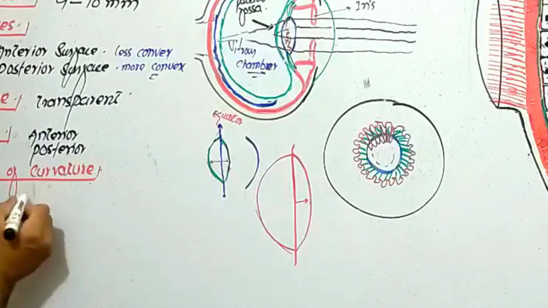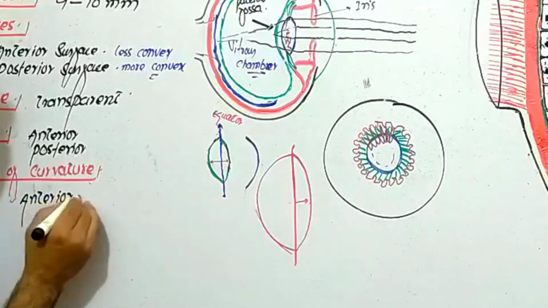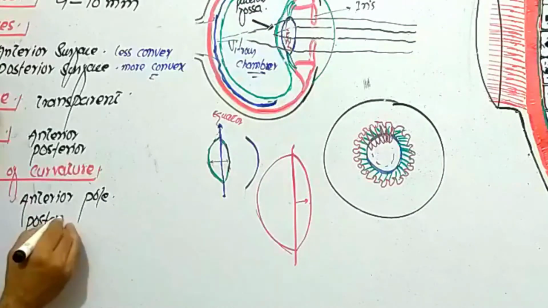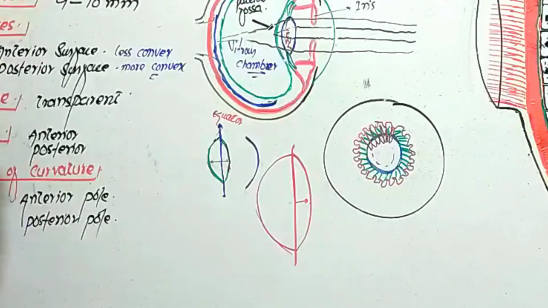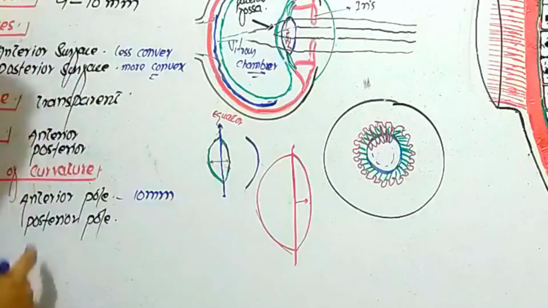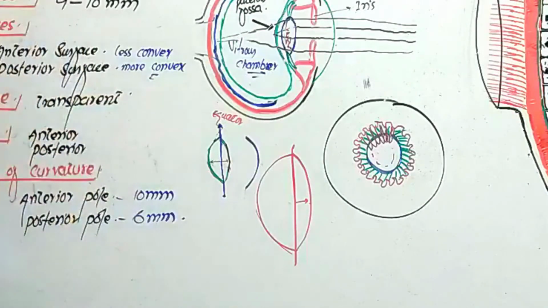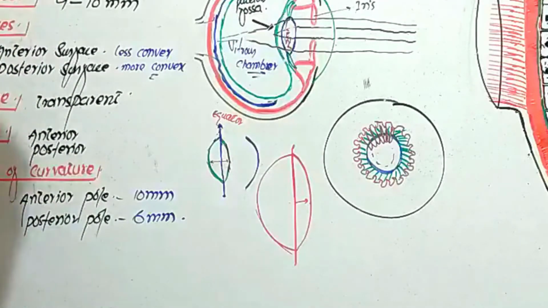As there are two poles and two surfaces, there is an anterior pole radius of curvature and a posterior pole radius of curvature. Look carefully: the anterior pole radius of curvature is about 10 millimeters and the posterior pole radius of curvature is about 6 millimeters. So this is the radius of curvature of your lens.